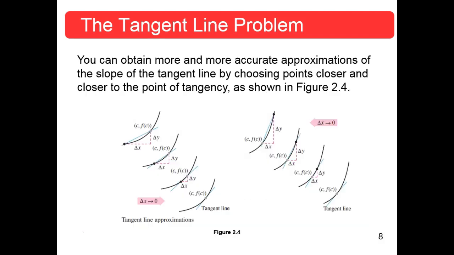All right. You can obtain more and more accurate approximations for the slope of the tangent line by choosing your points closer and closer to the point of tangency. Your point of tangency is down here. Your x plus delta x is over here. f of x plus delta x is here. Let that delta x get closer and closer and closer. You're approaching the point of tangency.